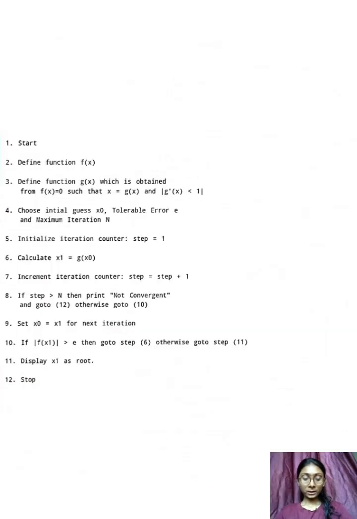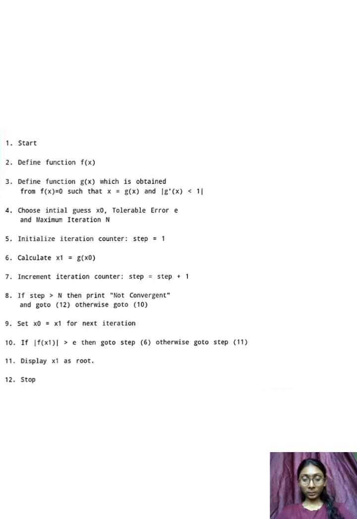So the algorithm is: firstly we start the algorithm, and in the second step we define the function f(x). In the third step we define g(x), which is obtained from f(x) = 0 such that x = g(x) and |g'(x)| is less than 1. In the fourth step we choose the initial guess x0, tolerable error e and maximum iteration n. In the sixth step we calculate x1 by putting the value of x0 in g(x).